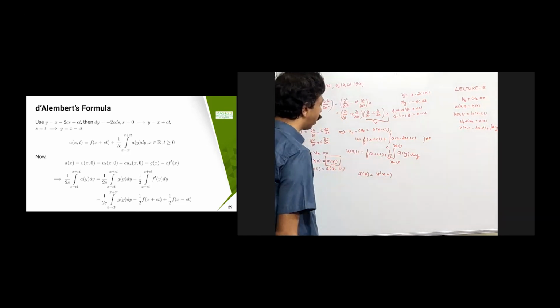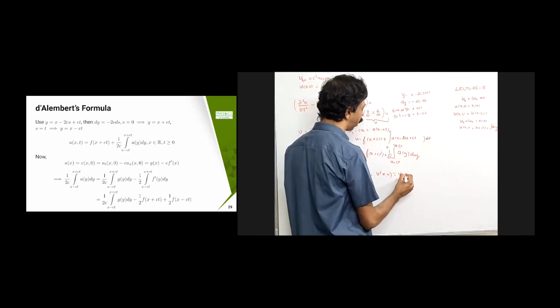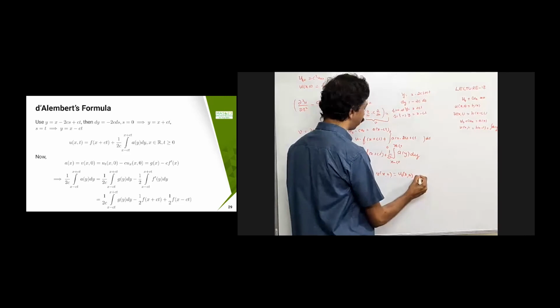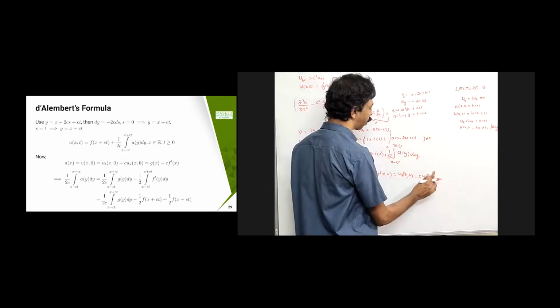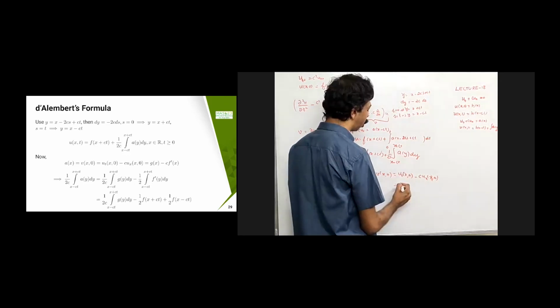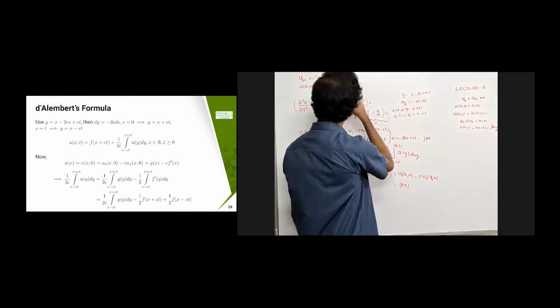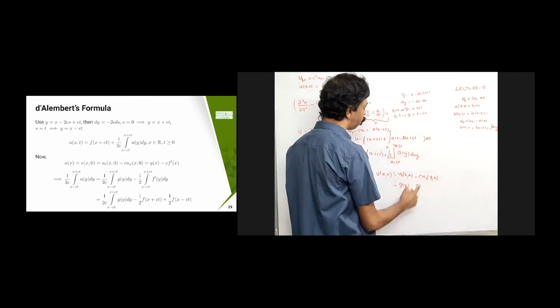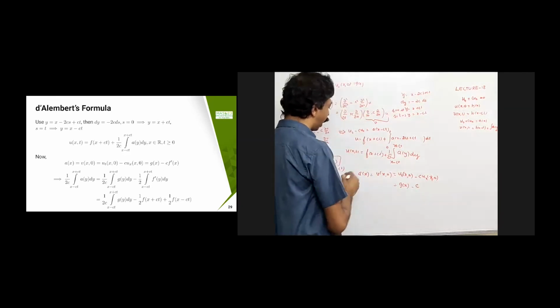B of x is nothing but ut minus c ux. So therefore I can put t equal to 0 here. Therefore this is going to become ut of x comma 0 minus c into ux of x comma 0. But what is ut of x comma 0? That is nothing but g of x, minus c into ux, which we have to find. So from here I can calculate my ux.